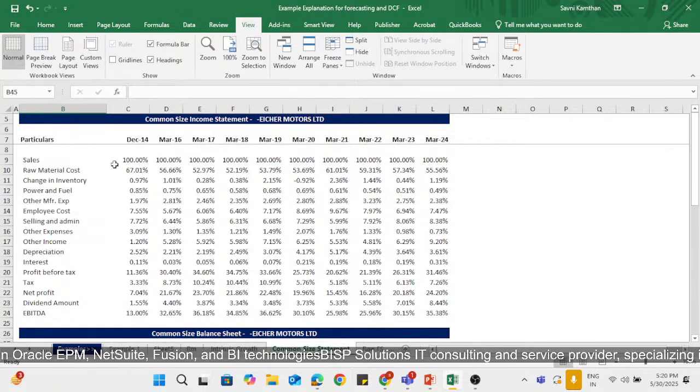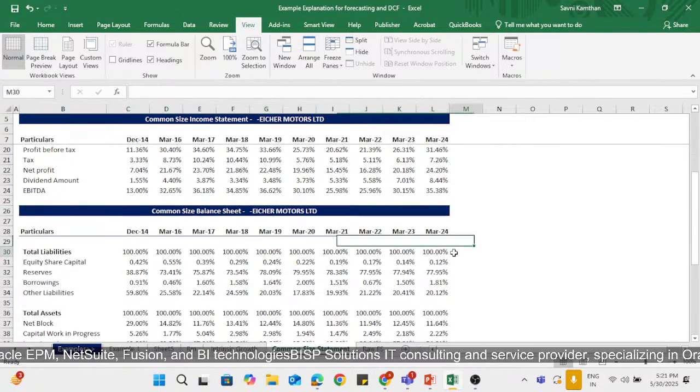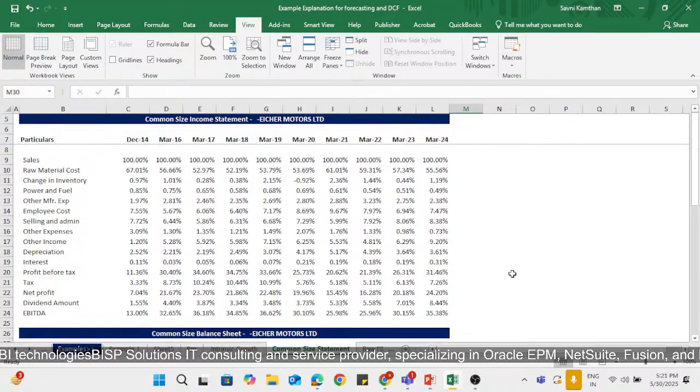And if I want to calculate my income statement of Eicher Motors, I will be doing sales, which is 100% till March 24, and raw material cost, which I have taken from my data sheet only, where I have the income statement data available from screener.in. So I have divided it by my sales because my income statement will be calculated on sales only, and my balance sheet will be calculated on percentage of total assets, right? So this is how we can prepare our common size statement.